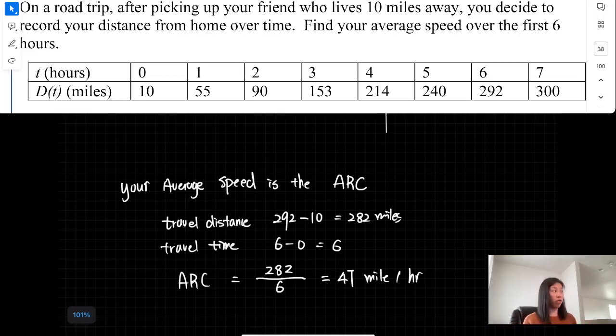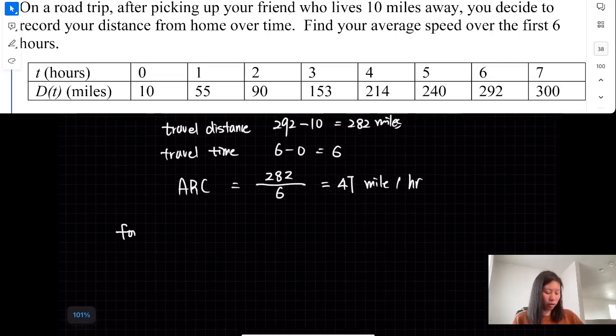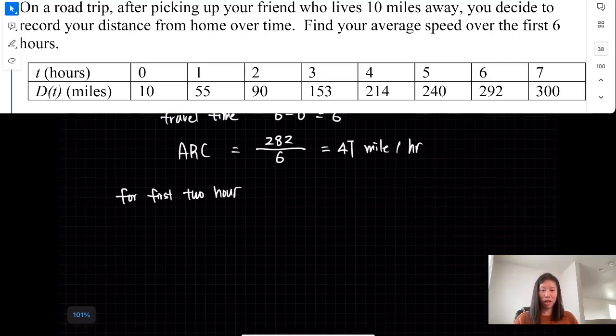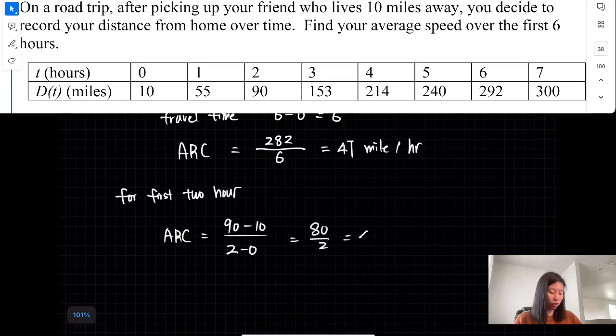But your average rate of change could be different, because now let's calculate how fast you drive for the first 2 hours. For the first 2 hours, how much distance are you driving? The distance is going to be 90 subtract 10. So you drove 80 miles within 2 hours. For the time, it's equal to 2 minus 0. So this is 80 over 2, which is 40.